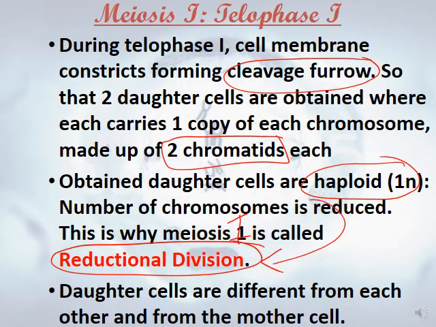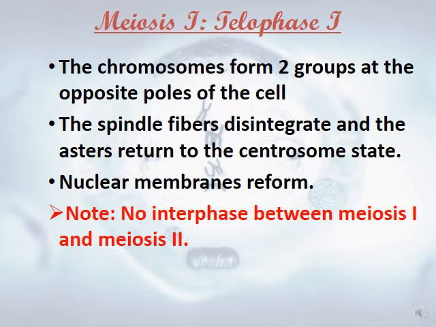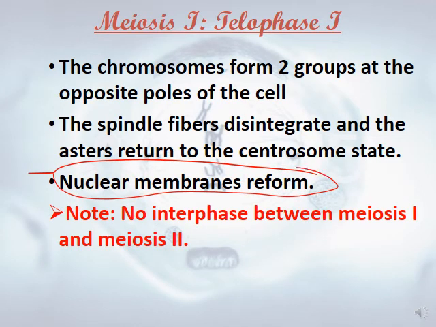Daughter cells are different from each other, and they are different from the mother cell. The chromosomes form two groups at the opposite poles of the cell. The spindle fibers disintegrate, and the asters go back to the centrosome state. So the nuclear membrane will form again. There is an important note here that between meiosis I and meiosis II, we don't have an interphase.